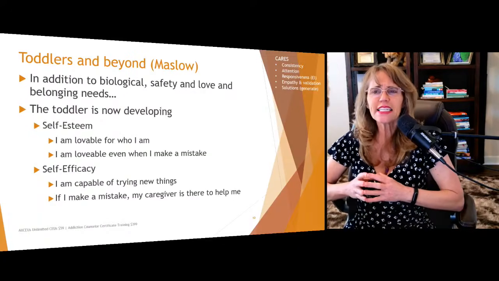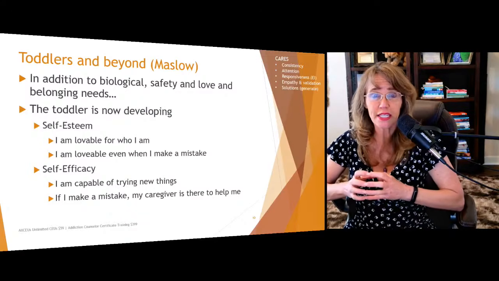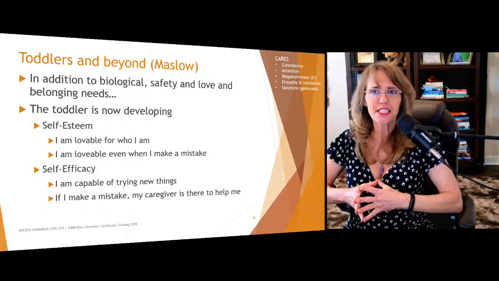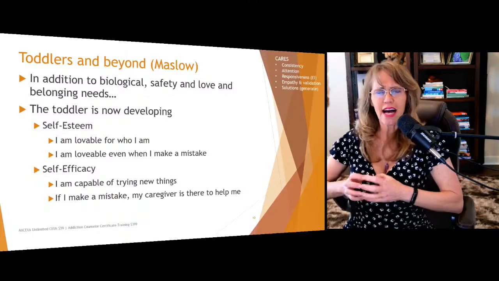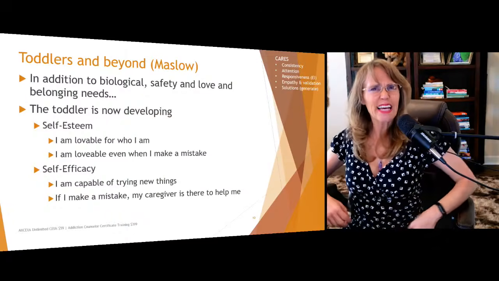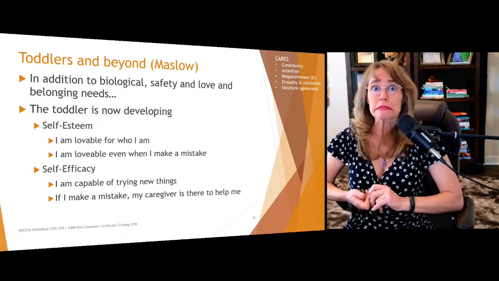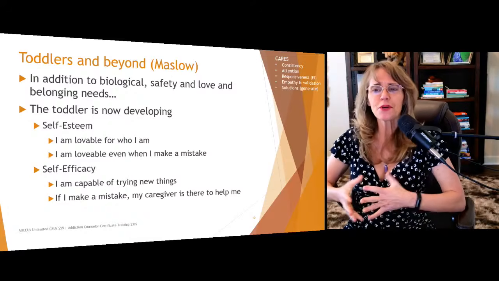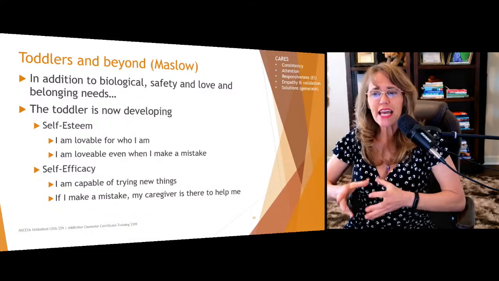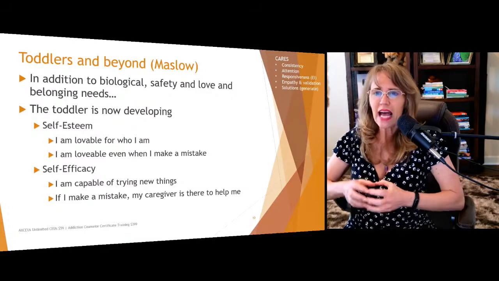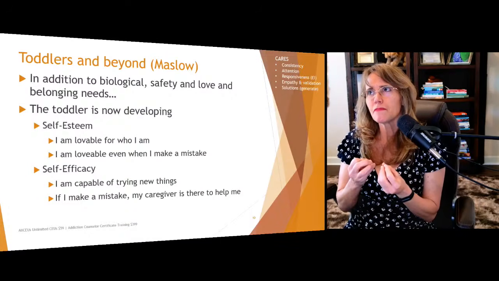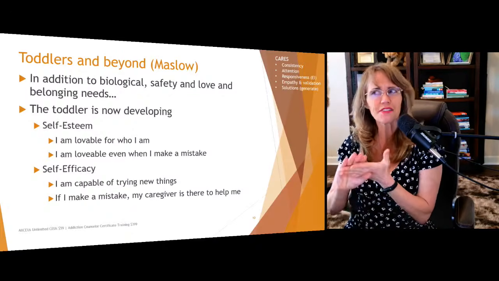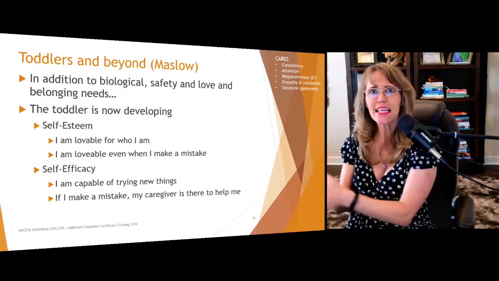Toddlers and beyond, in addition to biological safety, love, and belonging needs, which we need from the time that we come into this world, the toddler is now developing self-esteem. They're starting to figure out, I'm lovable for who I am, and I am still lovable even when I make a mistake. Imagine that. They're starting to develop self-efficacy. I'm capable of trying new things. And if I make a mistake, my caregiver is there to help me. These are all side effects, if you will, from the consistency, attention, responsiveness, empathy, and solutions generation that the caregiver provides.